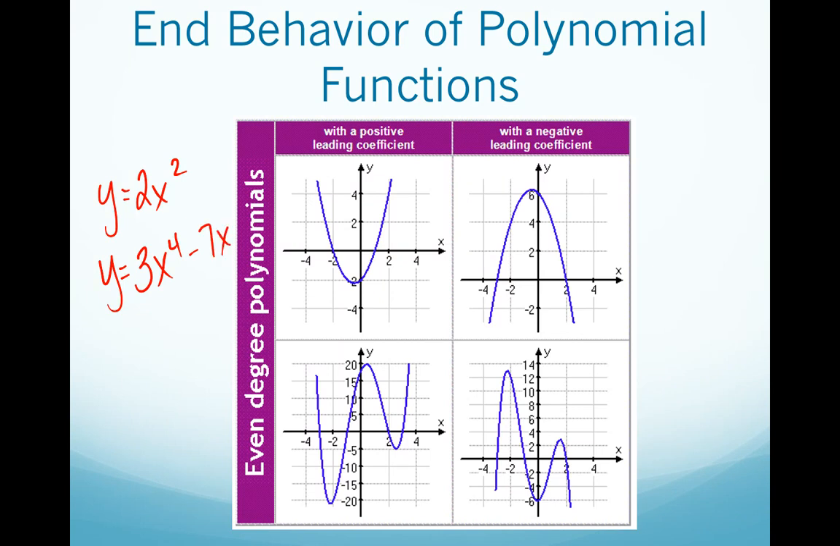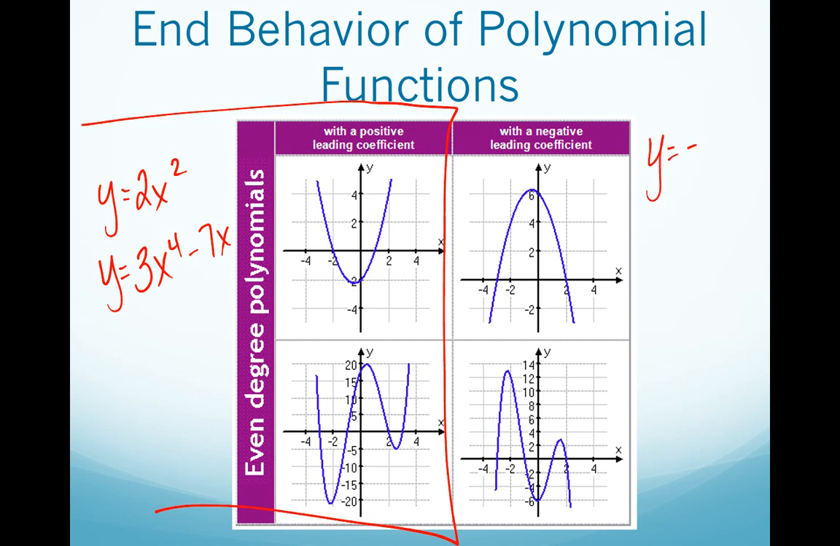Whereas if you have a negative leading coefficient, those graphs are going to open down. So these are examples of positive leading coefficients on the left. Over here, if I've got y equals, we'll say, negative x to the fourth, that might look something like this down here, or y equals negative 2x squared might look something like this over here. So negative leading coefficients are always going to open down.